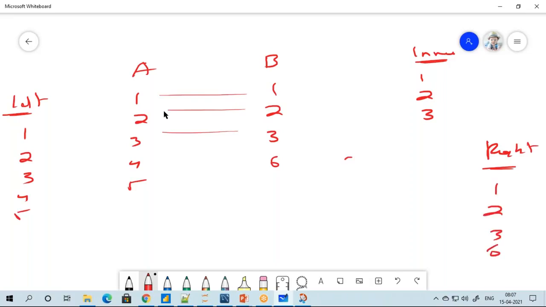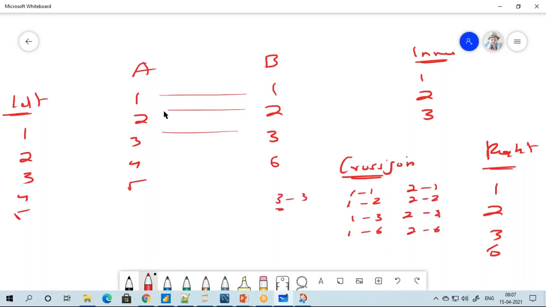What is cross join? 5 into 4, 20. Okay, how will be the record? 1 with 1, 1 with 2, 1 with 3, 1 with 6. 2 with 1, 2 with 2, 2 with 3, 2 with 6, and so on. 3 with 1, 3 with 2, 3 with 3, 3 with 6.